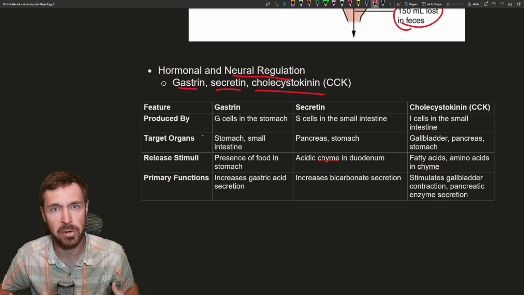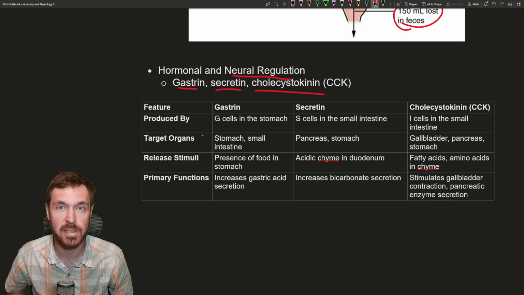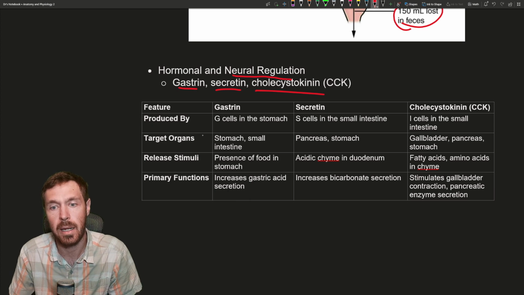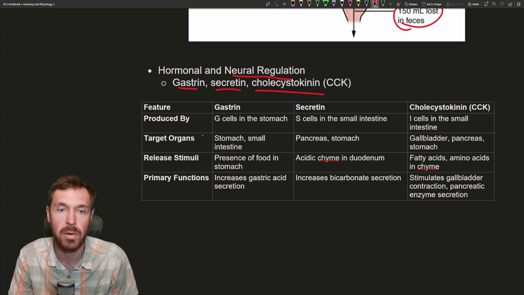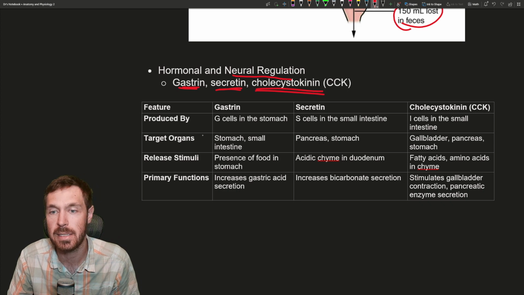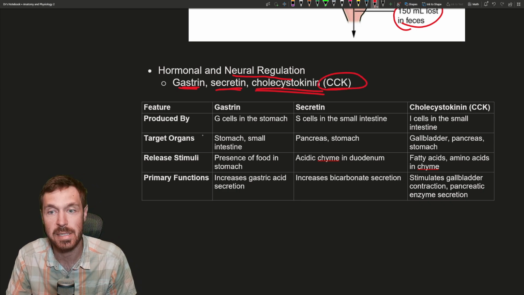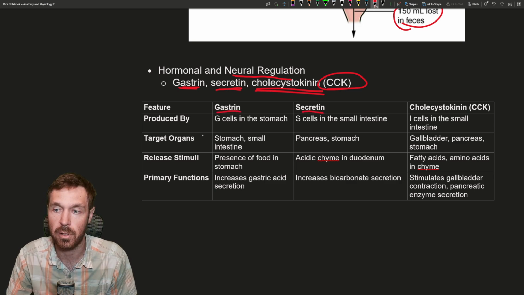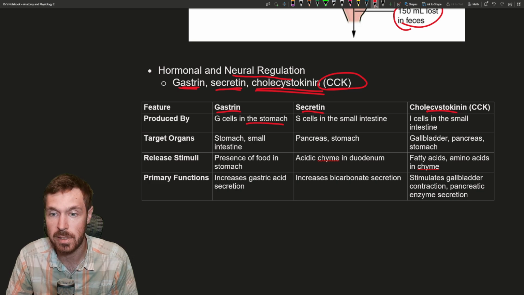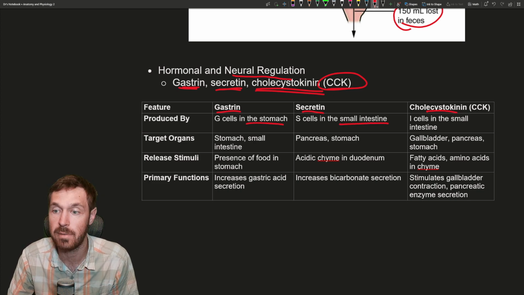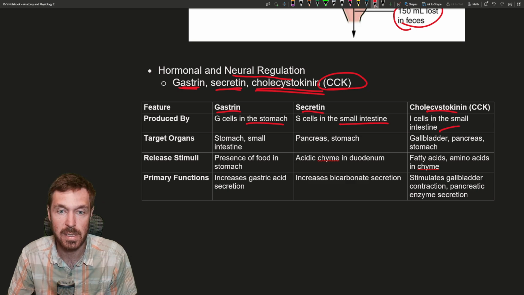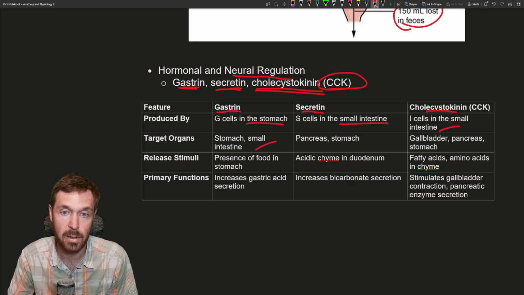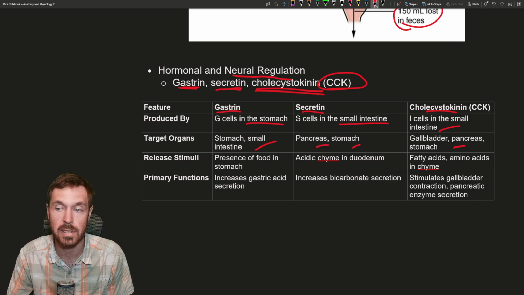You also have your gut brain. Your gut brain is your enteric nervous system that's responding to all the reflexes, and a lot of that is regulated via these hormones. So here, gastrin, secretin, and cholecystokinin, also known as CCK, which is a little easier to say. So here, we're comparing gastrin, secretin, and CCK, and where they're produced. Gastrin is produced by G cells in the stomach. Secretin is produced in the small intestine, and CCK in the small intestine, where these are the organs they target. Gastrin targets the stomach, secretin the pancreas and stomach, and CCK the gallbladder, pancreas and stomach.